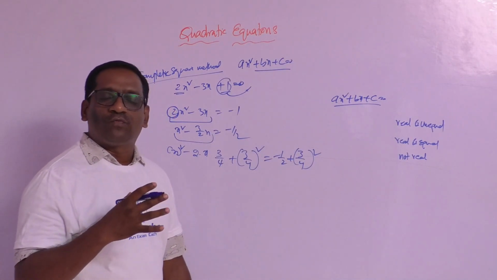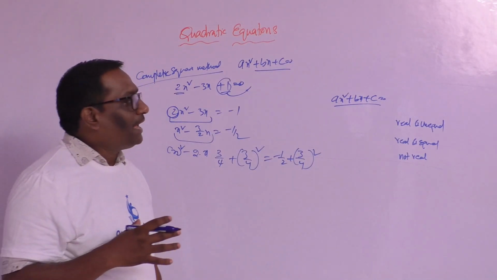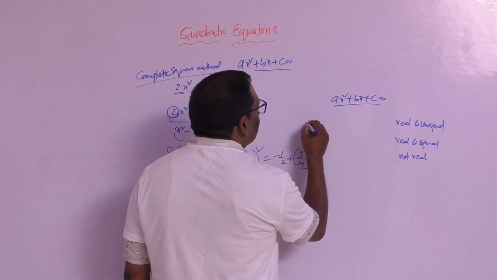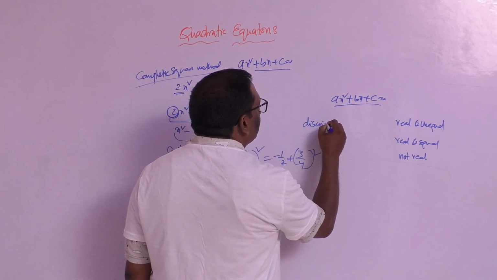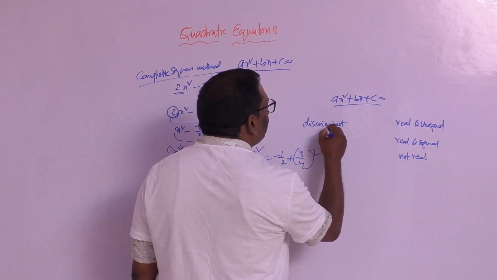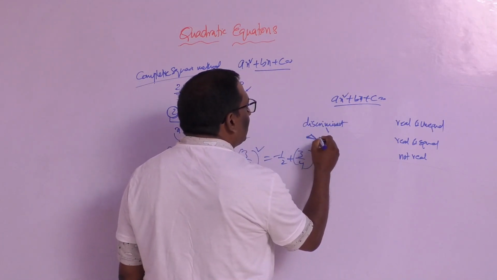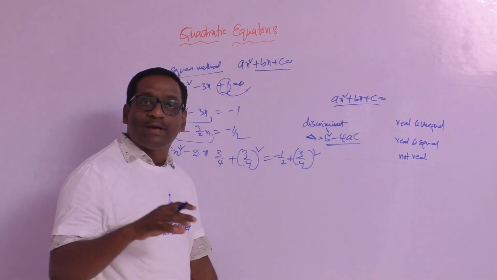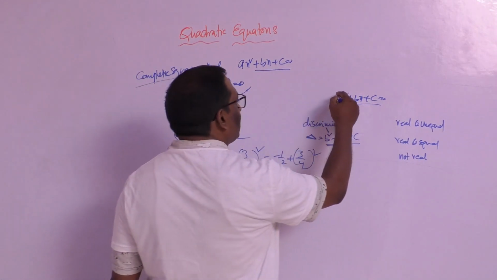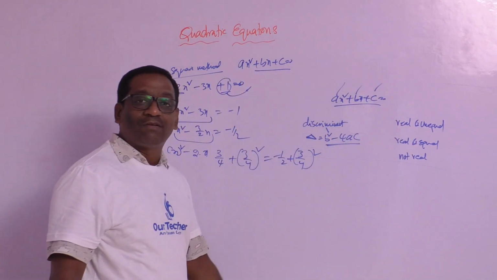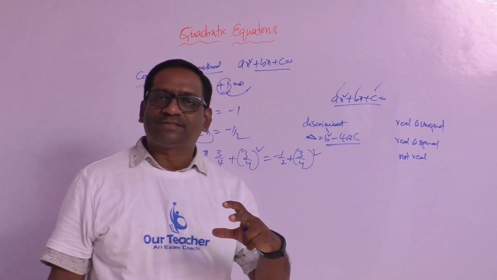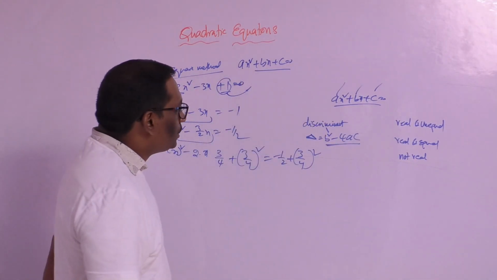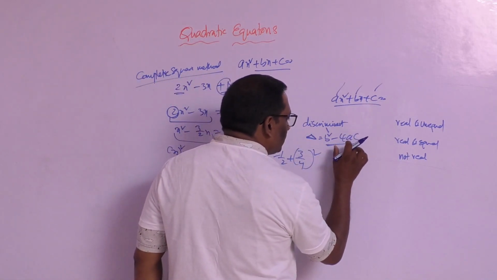Now how to find these three categories: you take the value b square minus 4ac, which is called the discriminant. The discriminant is noted with a delta, and it is b square minus 4ac. To find b square minus 4ac, you need the a value, b value and c value. Whatever equation is given, you compare it with ax square plus bx plus c equal to 0, so that you get the a value, b value and c value. Now you substitute all three values in this.